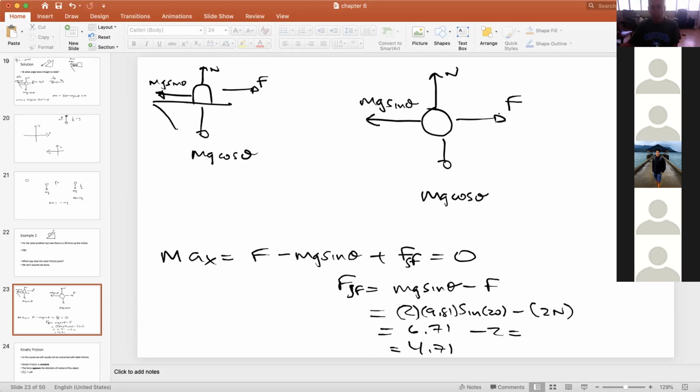Well, in order for this to be true, I had to choose a was that way. I forgot to write a on there, but I had to choose that. That means that if the force of static friction's positive, it's in the positive direction. That's why you've got to draw a. Had I drawn a that way, this would be mg sine minus F plus force of static friction. It would have given me a negative number, which would have told me that the force of static friction pointed to the right.